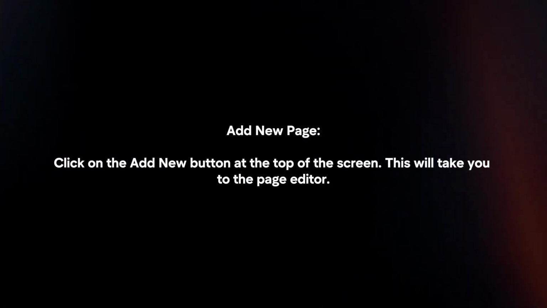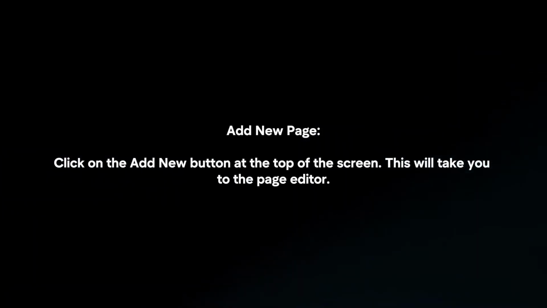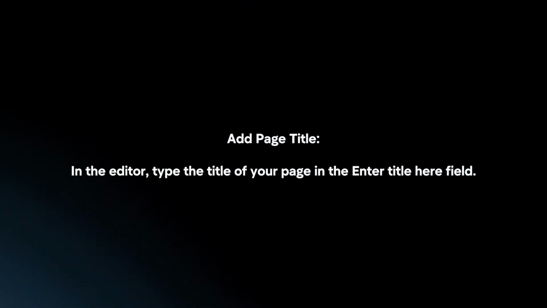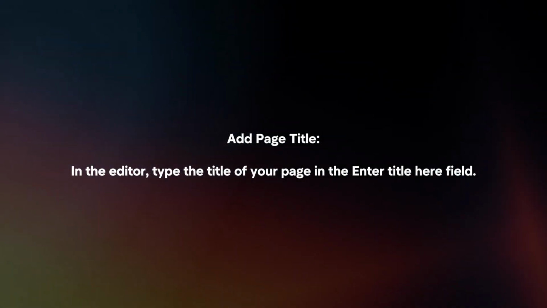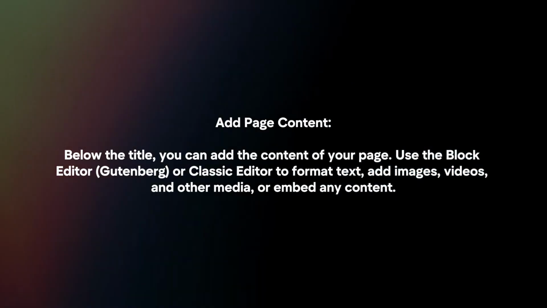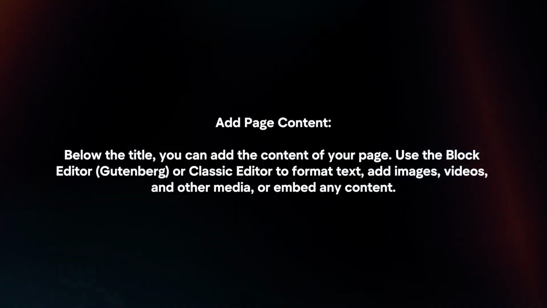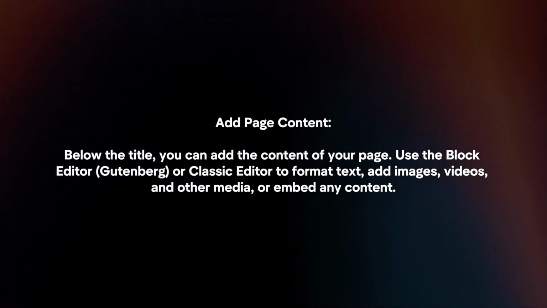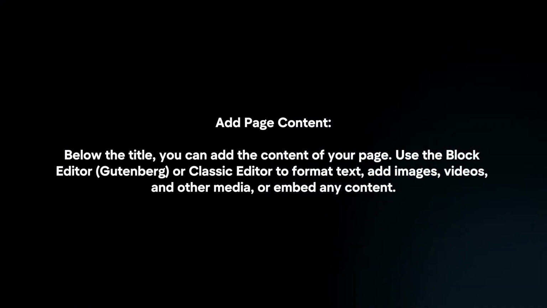Add new page. Click on the Add New button at the top of the screen. This will take you to the page editor. Add page title. In the editor, type the title of your page in the Enter Title Here field. Add page content. Below the title, you can add the content of your page. Use the block editor or classic editor to format text, add images, videos, and other media, or embed any content.